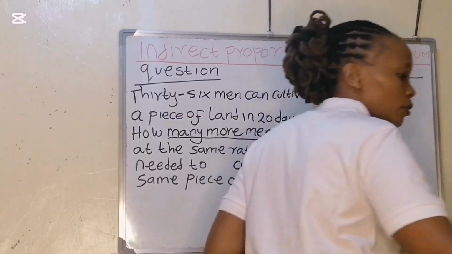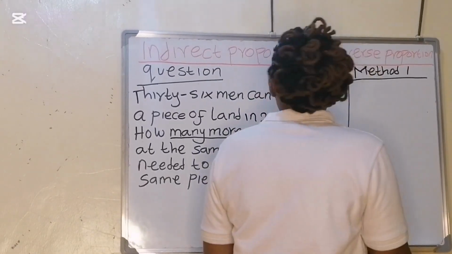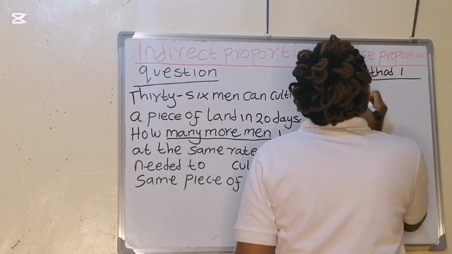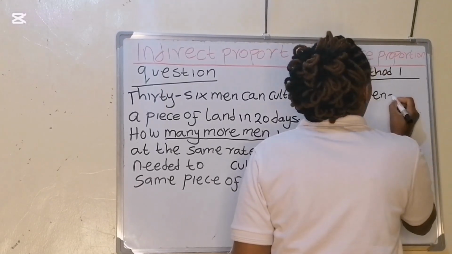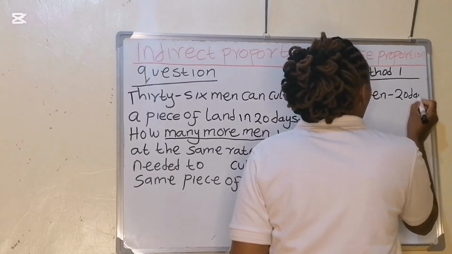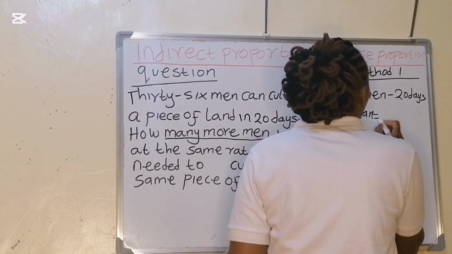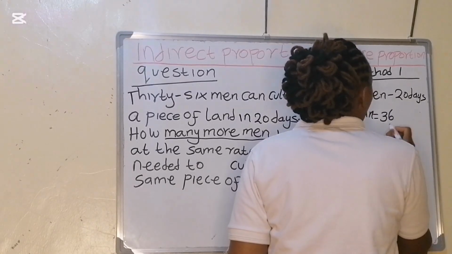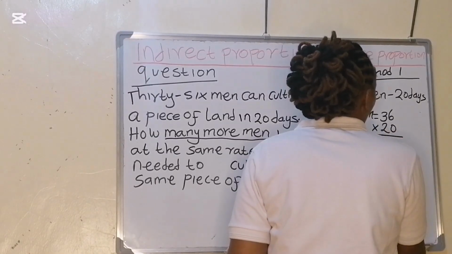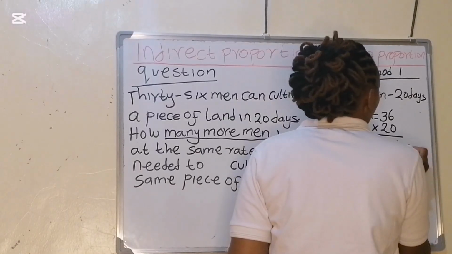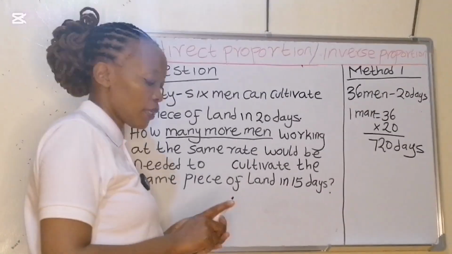So you can use method 2, whereby you just write 36 men can take 20 days. What about one man? One man is 36 times 20, which is 720 days. One man will take 720 days to cultivate the road. Okay, I hope you are with me up to that point.